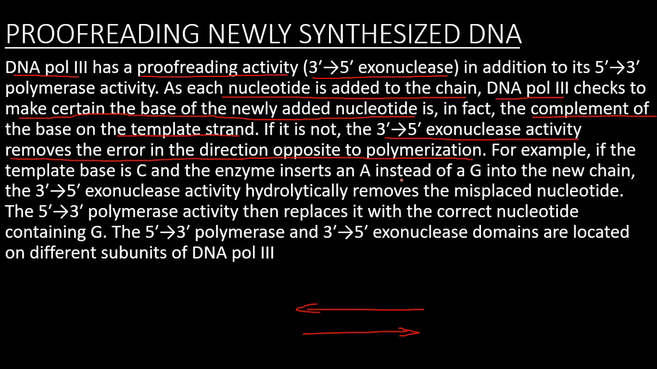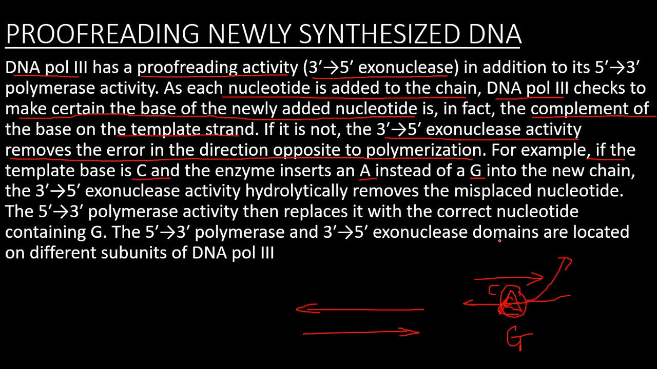Now, let's say you make an error. For example, if the template has a G, we need a C, but the enzyme inserts an A. So you know you are supposed to put a C here, but you put an A. The enzyme will slide back and cleave this through the 3' to 5' exonuclease activity. Then it moves forward again through the 5' to 3' polymerase activity and adds the correct one, a C. That is how it can introduce and eliminate errors from the chain.